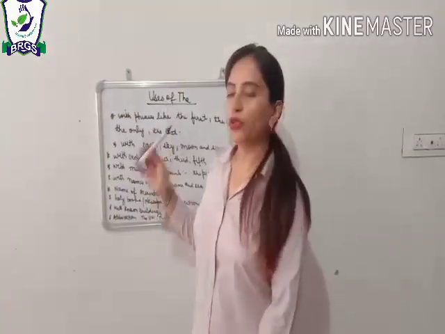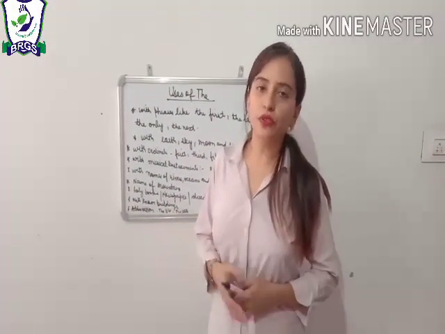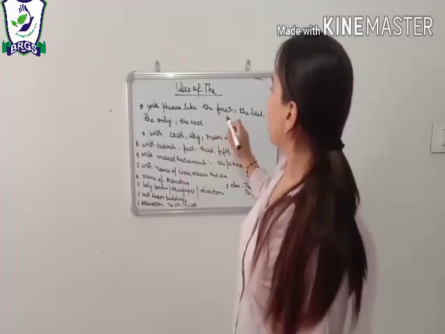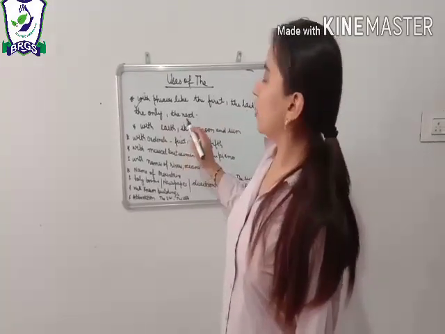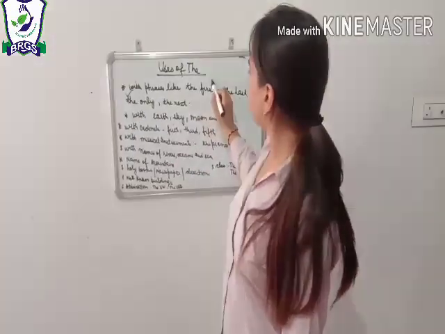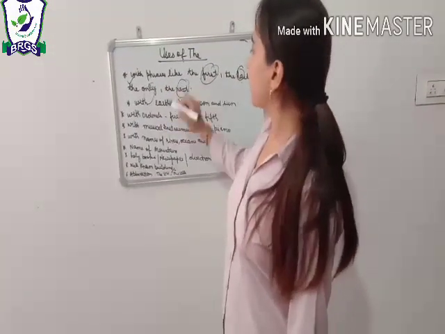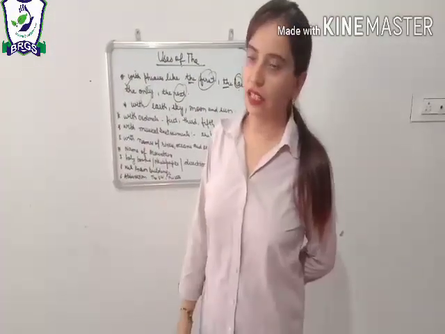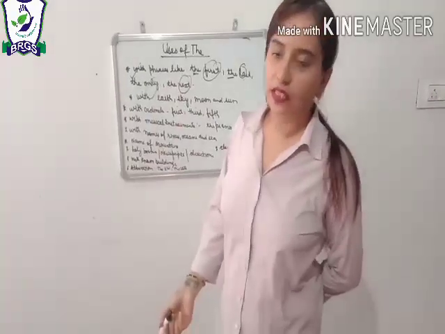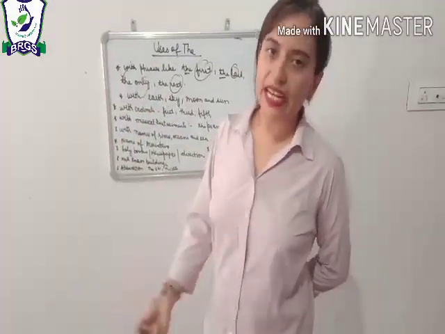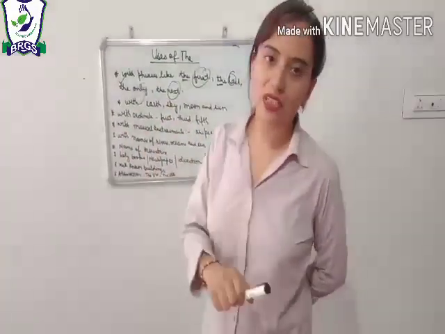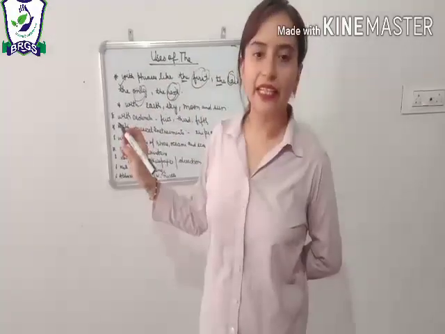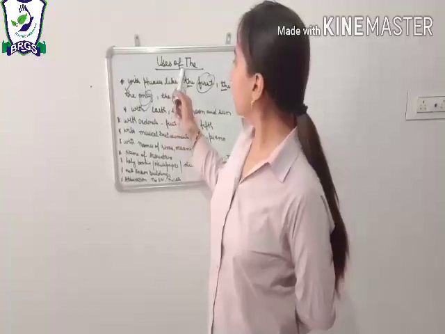Now let us understand the uses of the. Where do we use the? In which places can the be used? First, with phrases like the first, the last, the only, the next. These phrases are always used with the article the. He is the first in the class. He is the last one. He is the only one who can understand me. You are the next one. So these words like next, only, first, last will carry the as the article.